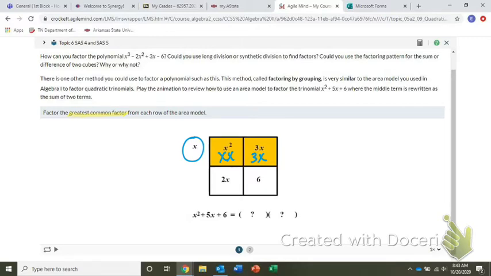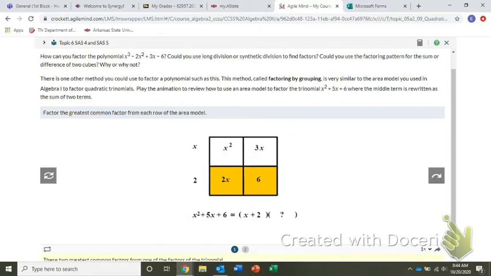Now, it's going to go to the bottom, and it's going to highlight 2x and 6. So now we highlighted 2x and 6. So 2x is just a 2x, and a 6 is just a 6. Well, you have to think in your head. They don't have any x's in common, but there's a number that goes into both 2 and 6, and it's 2. So our first factor is x plus 2. Okay?